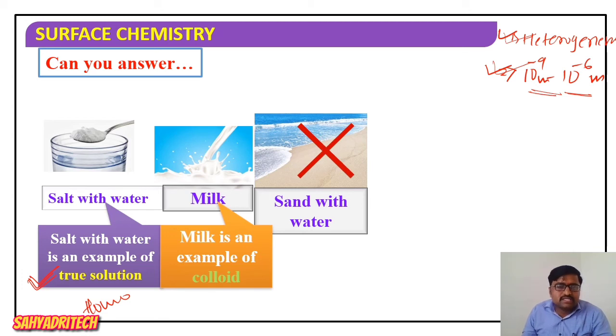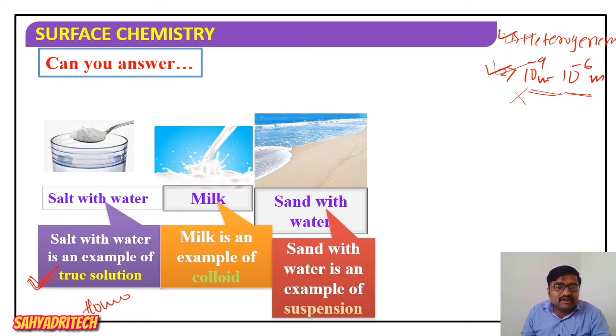Though it is a heterogeneous mixture, what about particle size? The particle size is very large. It won't fit into this criteria. Therefore, I can say sand with water is not an example for colloid, but is an example for what? It is an example for suspension. Sand in water is an example for suspension.